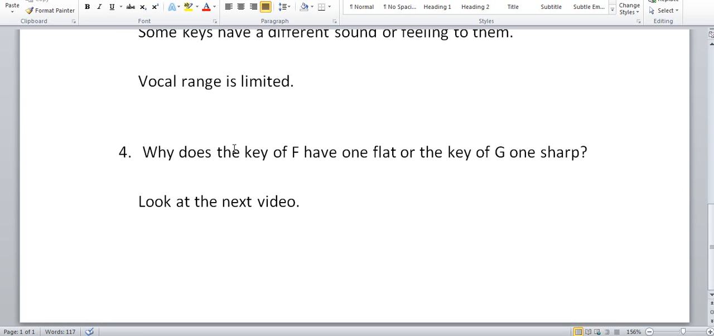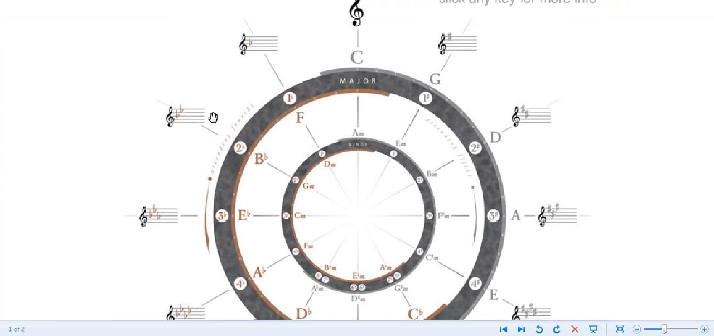Final question, why does the key of F have one flat, the key of G have one sharp, and you could say that for the other keys? Why does the key of B flat have two flats? Why does the key of D have these two sharps? I mean, what's the connection there?